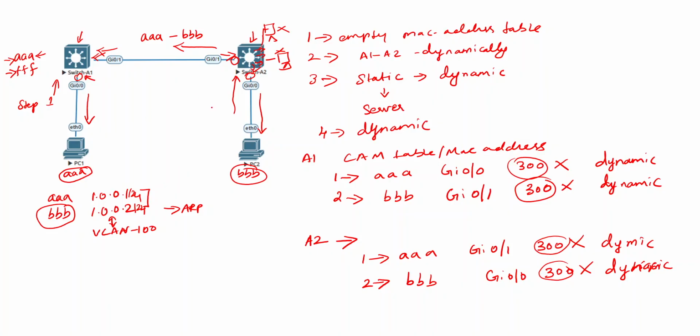If it is not learned, this is how a switch learns a MAC address and forwards it, using dynamic learning. We can also use static, but that is only used for servers in a real-time production network. Let's do a quick lab on this so that it will be useful for you guys to understand.